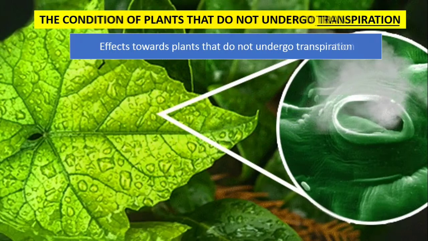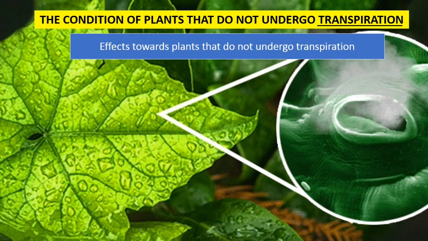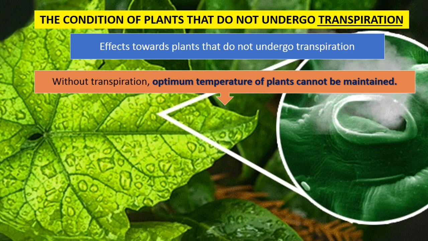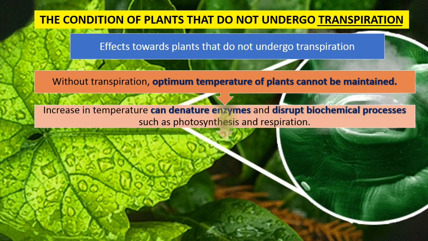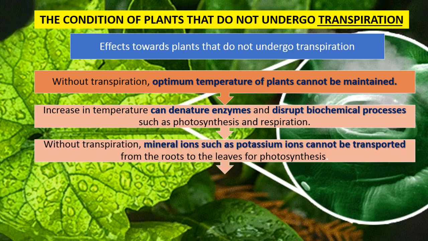Next, what happens to a plant that does not undergo transpiration? Without transpiration, the optimum temperature of the plant cannot be maintained. Increase in temperature can denature enzymes and disrupt biochemical processes such as photosynthesis and respiration. Without transpiration, mineral ions such as potassium ions cannot be transported from the roots to the leaf for photosynthesis.